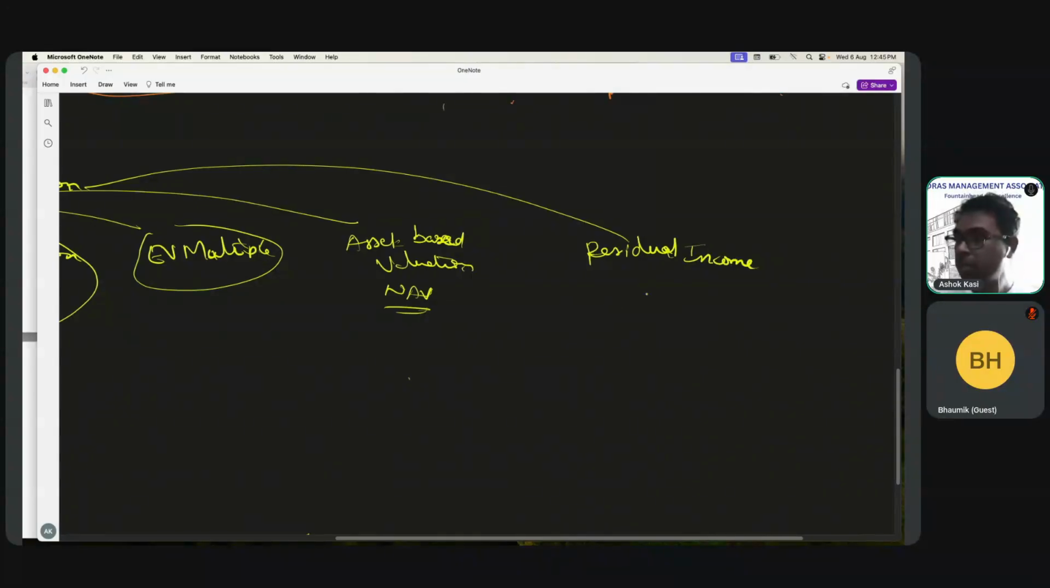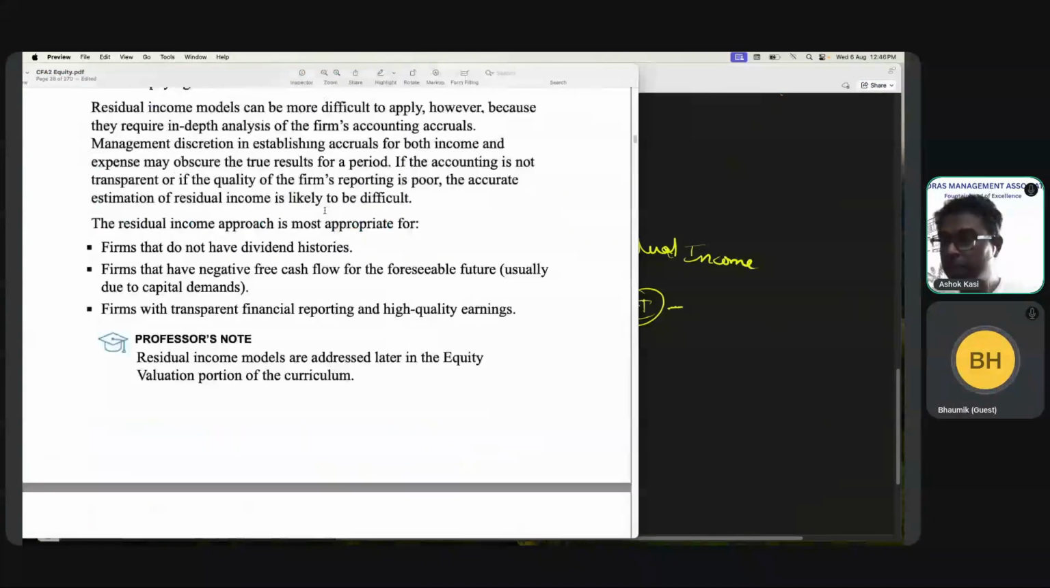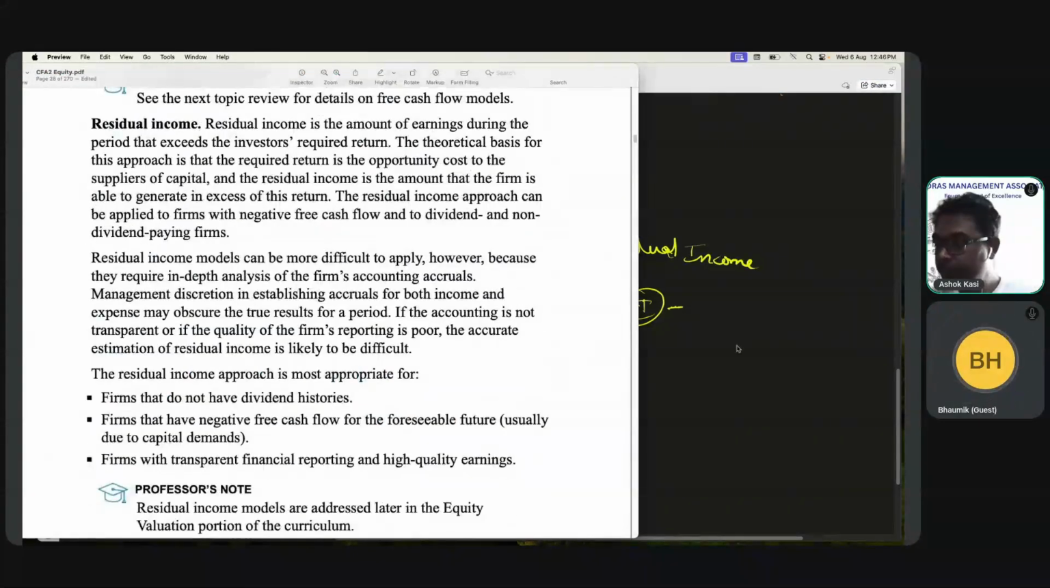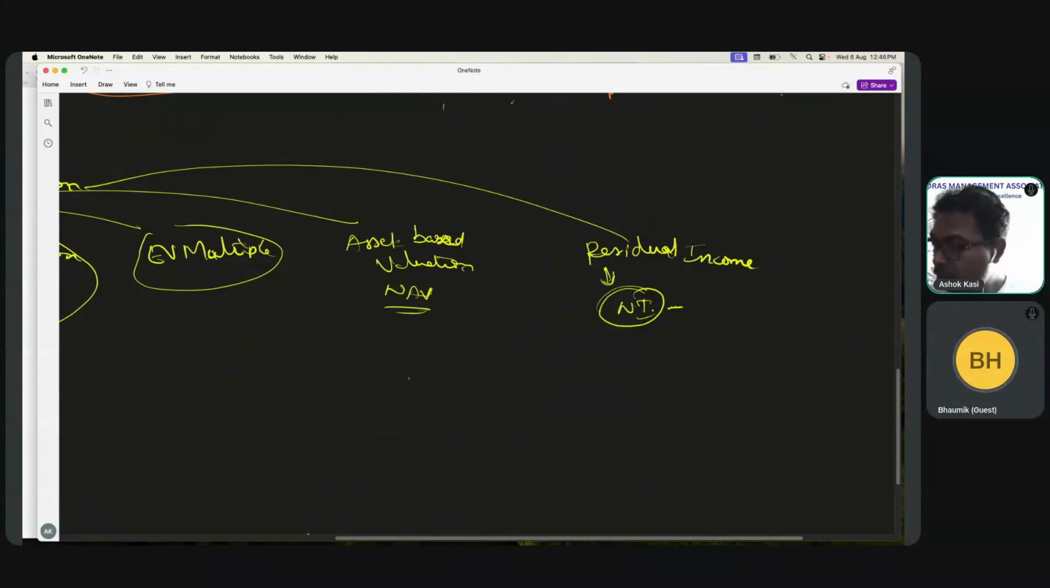I have got net profit, correct? Net income. Now from this net income, I will subtract, as one simple example. There are multiple formulas for calculating it, but here, just to help you understand what is residual income, so that when you read, you can keep that in mind and it becomes easier. From net income, I will subtract the equity charge.